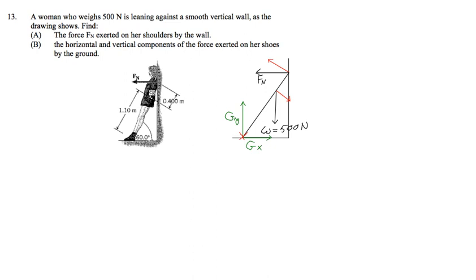Also notice that the components are always smaller than the full vector. So don't ever make this go all the way to there. That arrow has to be smaller than that because the components are always smaller. So there's my picture, and I'm going to sum up my torques now.